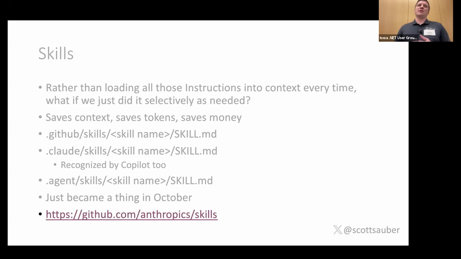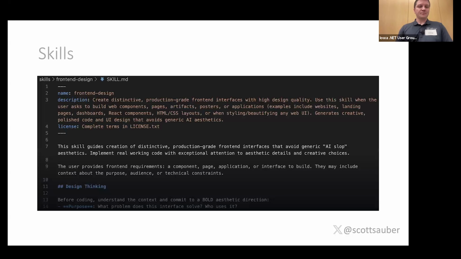So if you look out on some public repositories, there's one out there from Anthropic, but people are starting to publish skills that you can then consume. So not everybody's recreating their own skills.